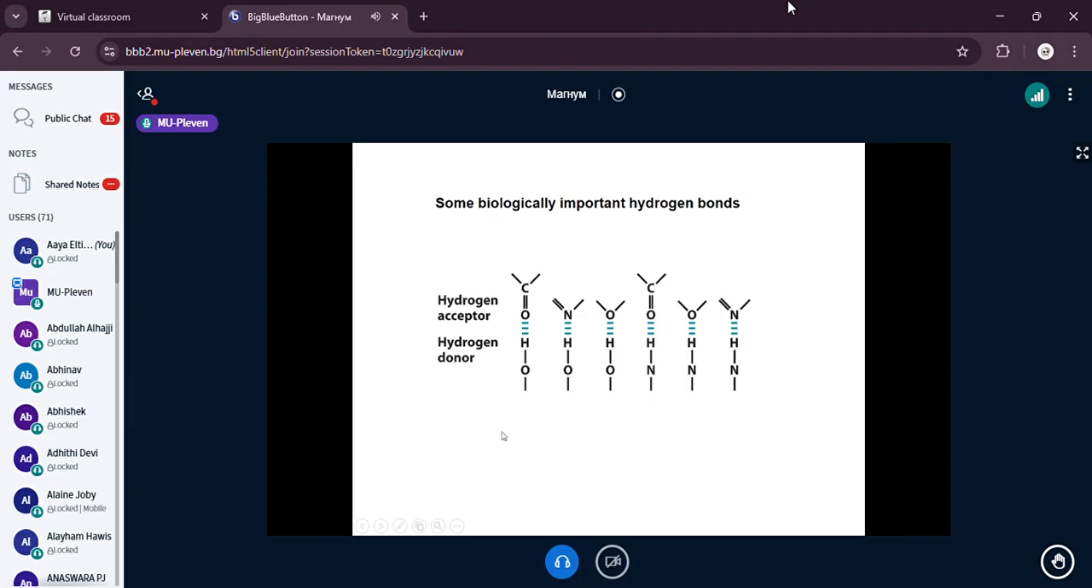At this slide are shown hydrogen bond donor groups, hydroxyl group, amino group, and hydrogen bond acceptor groups, keto group, nitrogen atom of heterocyclic compound, oxygen atoms, again are hydrogen bond acceptors.